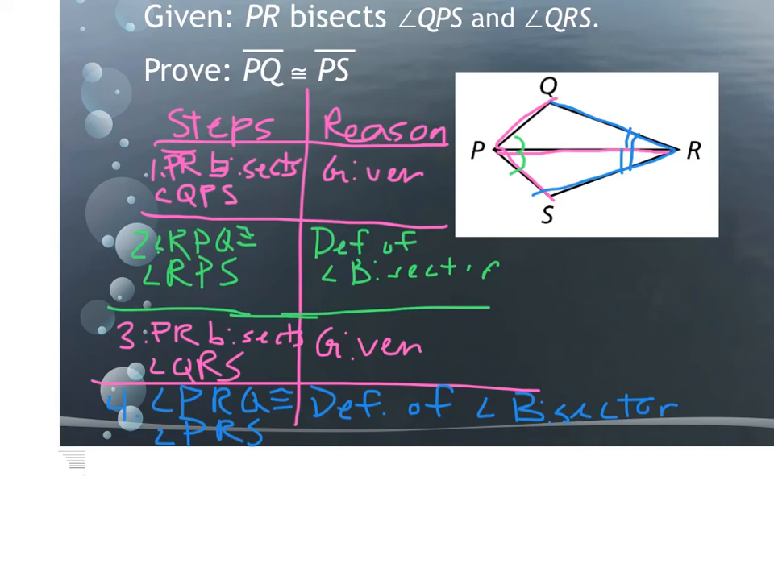Do we know that these two triangles are congruent yet? Yes. How do we know? Reflexive. So we need one more segment in order to tell that these are congruent. So we can say that PR is congruent to PR. So step 5, segment PR is congruent to segment PR. And Andy, what's our reason? Reflexive property.